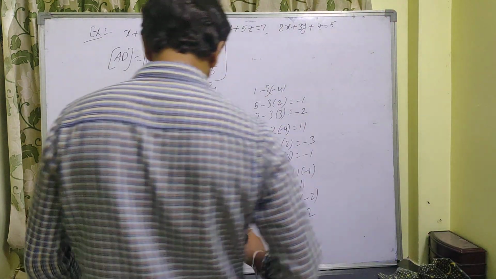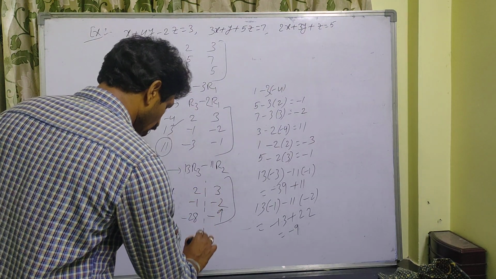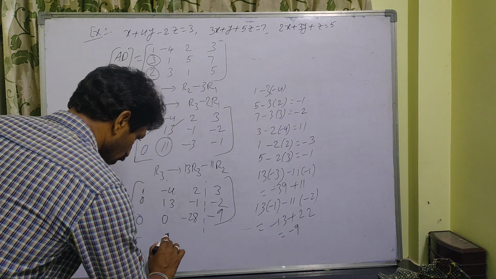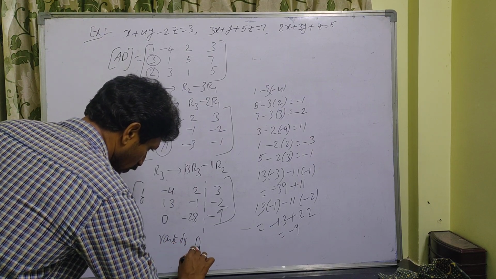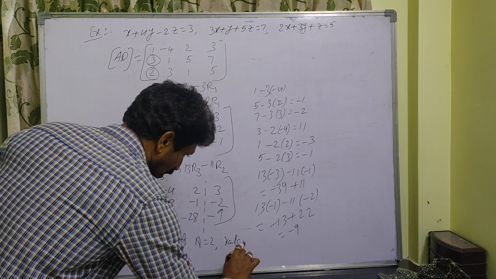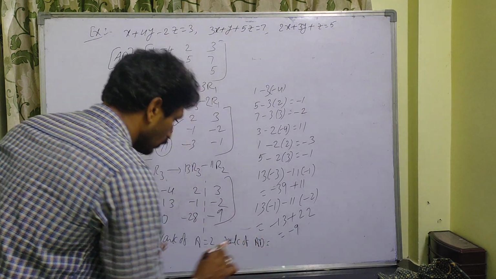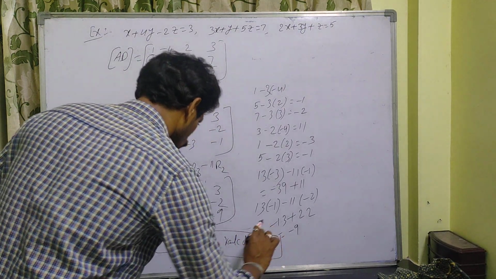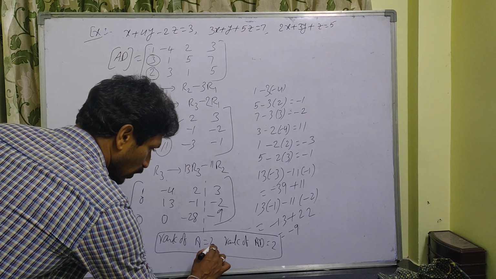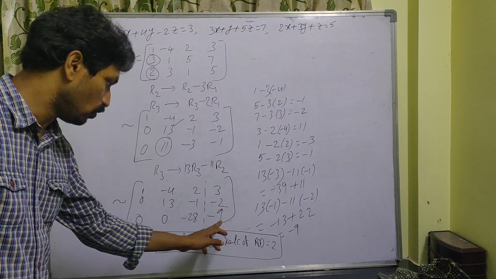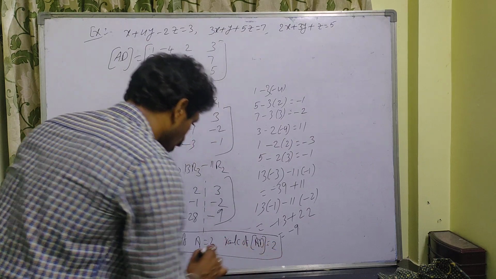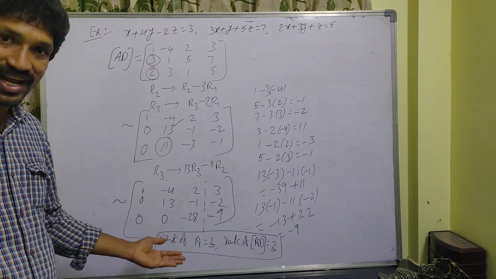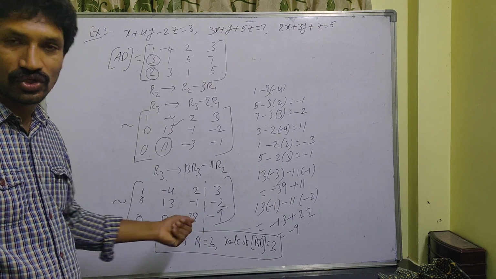See here. Once we observe the rank of A, the number of non-zero rows is 3. For the rank of AD also, the number of non-zero rows is 3. So rank of A is equal to 3, because the number of non-zero rows is equal to 3. So here also, rank of AD, number of non-zero rows is equal to 3. So both are equal to 3. So it is consistent and has a unique solution.